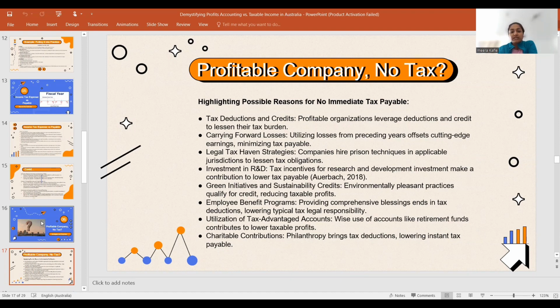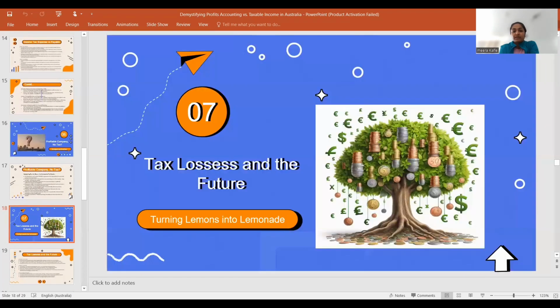Green initiative and sustainability credits: environmentally friendly practices qualify for credits, reducing taxable profit. Utilization of tax advantaged accounts: wise use of accounts like retirement fund contributions leads to lower taxable profit, and charitable contributions bring tax deductions, lowering immediate tax payable. Now I would like to hand over to my friend.